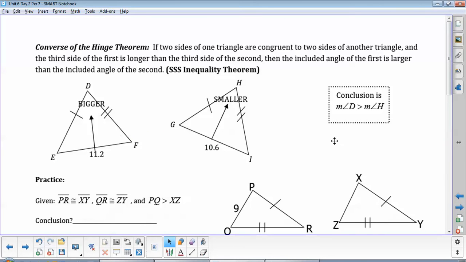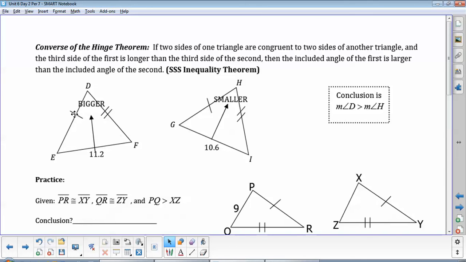Like a lot of other theorems, this also has a converse that is true. The converse of the hinge theorem says, if two sides of a triangle are congruent to two sides of another triangle, and the third side is longer than the third side, then the included angle is larger than the included angle. So before we said if two sides are congruent and the angles aren't, then you can figure out about the length of the sides. Here we have if two sides are congruent, but the third sides aren't, you can make a conclusion about the angles.